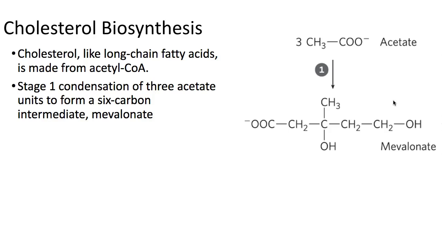So the first stage is getting the acetate to form mevalonate. As you can see, the two carbons of this acetate are right here. That's one acetate. This is a second one right here on the other side. And the third acetate is right here. And that will form this 6-carbon intermediate. And so how do we get to this?